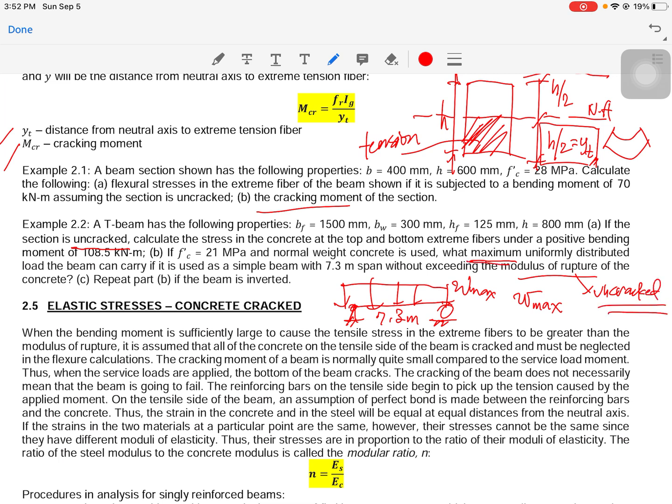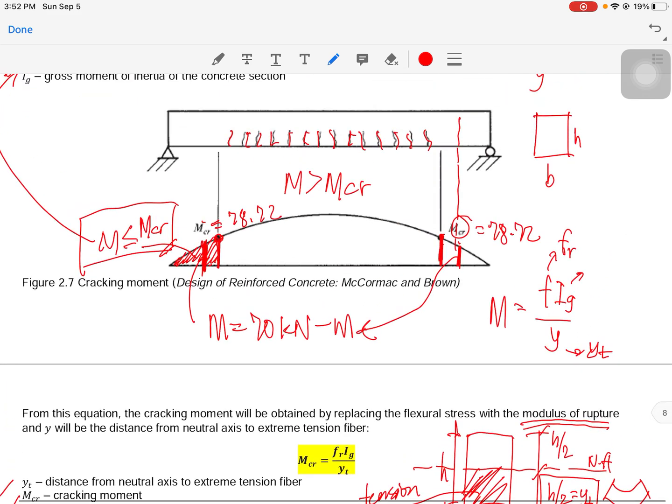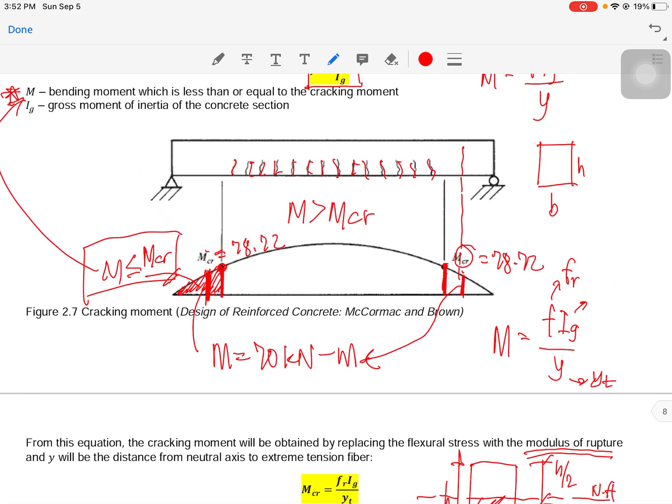But the trick here is the term maximum. So meaning if we will be getting the maximum uniform load, then we will be using M max as well, and our M max will be equal to MCR, because MCR is the maximum moment that is allowed for us to have an uncracked section or beam. Okay, that is being illustrated here, guys, right? So this is the maximum, which is the MCR.